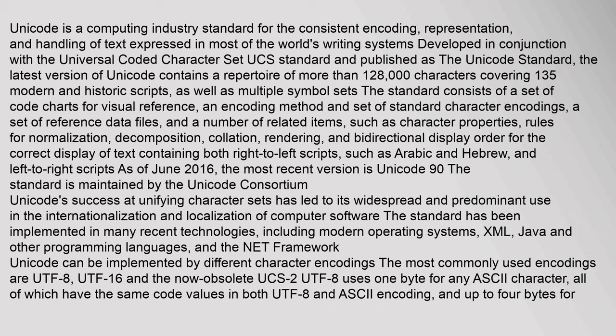The standard consists of a set of code charts for visual reference, an encoding method and set of standard character encodings, a set of reference data files, and a number of related items, such as character properties, rules for normalization, decomposition, collation, rendering, and bidirectional display order for the correct display of text containing both right-to-left scripts, such as Arabic and Hebrew, and left-to-right scripts. As of June 2016, the most recent version is Unicode 9.0. The standard is maintained by the Unicode Consortium.